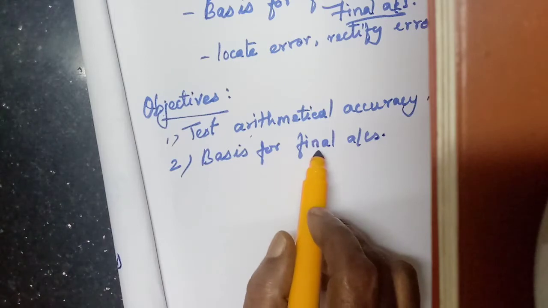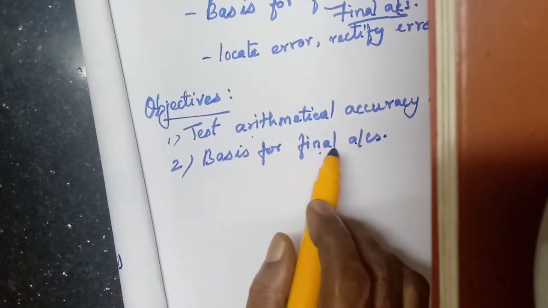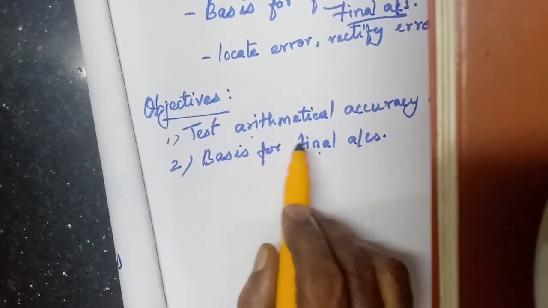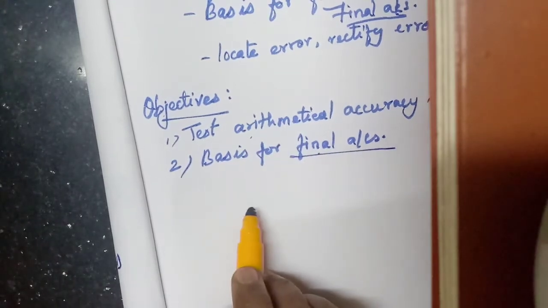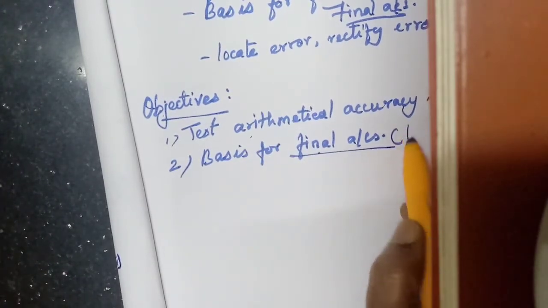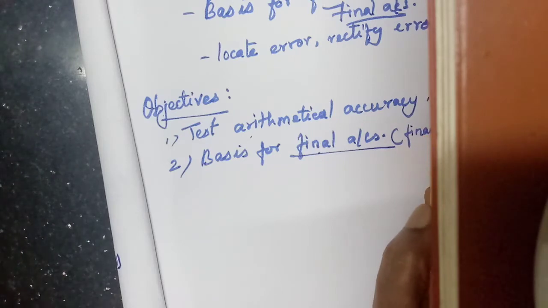They will give the trial balance. We are going to learn that in the future lessons. They will give us the trial balance, and we have to prepare the final accounts. Final accounts are also called financial statements.